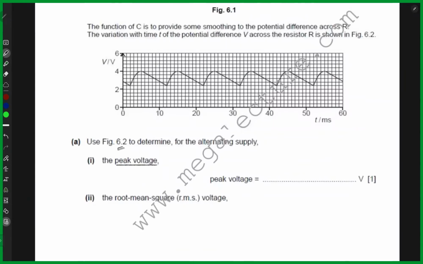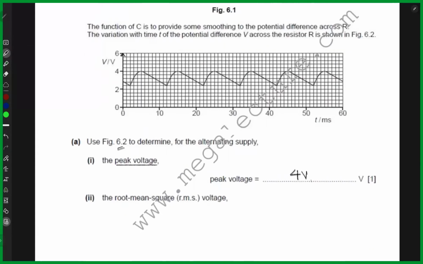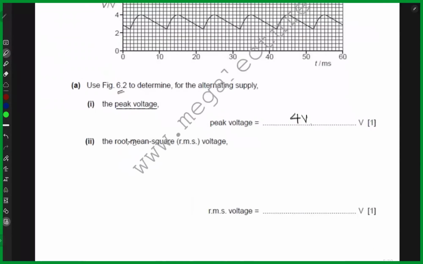Can you tell me, by looking at this figure, what would be the peak voltage? 4 volts. Quickly, 4 volts. Okay, so that's 4 volts. Let's just decrease the size. Okay. Now the root mean square value of voltage. How do you calculate that? V r.m.s.